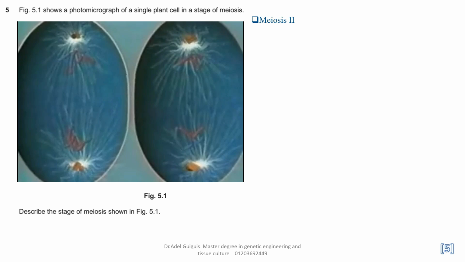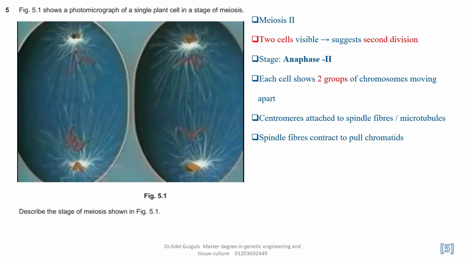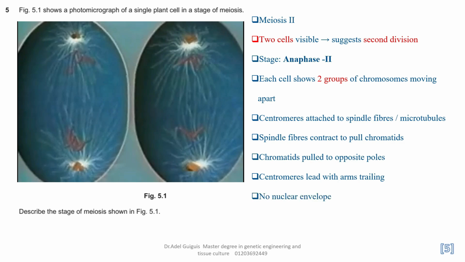The answer now: this is meiosis 2, since two cells are visible, which suggests the second division. The precise stage is anaphase 2, where each cell shows two groups of chromosomes moving apart towards the poles of the cell. Here the centromeres are attached to spindle fibers, microtubules. Spindle fibers contract and shorten to pull chromatids towards the poles. Now chromatids are pulled to opposite poles. Here the centromeres lead with the arms trailing, bending or trailing. Okay, this confirms the stage is anaphase 2. No nuclear envelope confirms that it is not telophase 2, it is anaphase 2. It's okay.